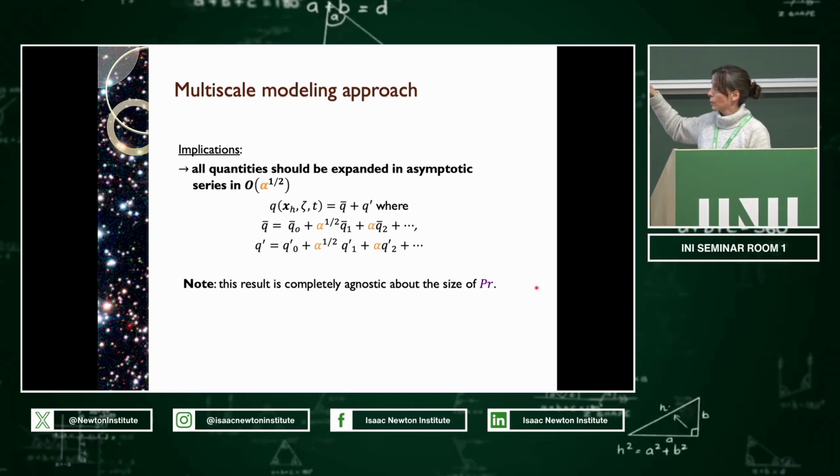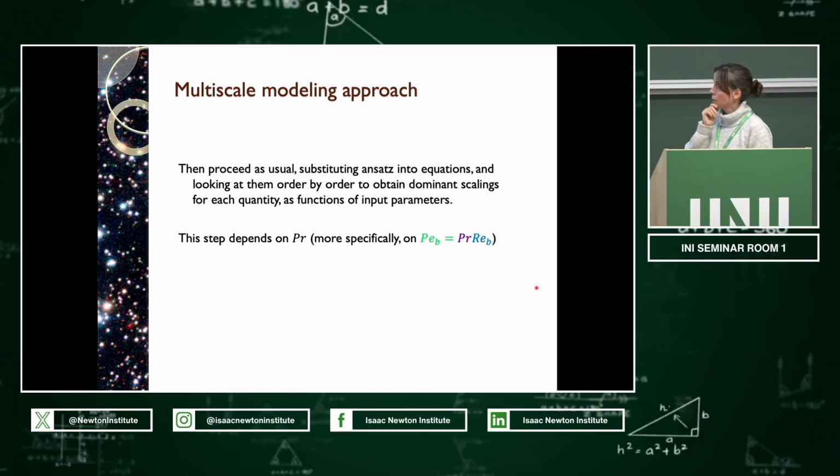Now, up to this point, everything is completely agnostic about the size of the Prandtl number. So what I said is completely valid across parameter space. The Prandtl number comes in when you start invoking the buoyancy. And what I'm going to talk about here is what happens for Prandtl number of order 1 or bigger.